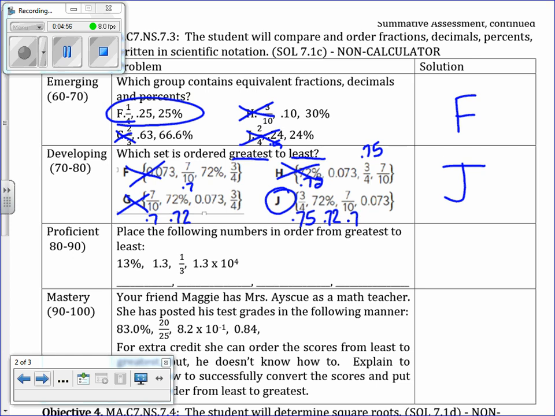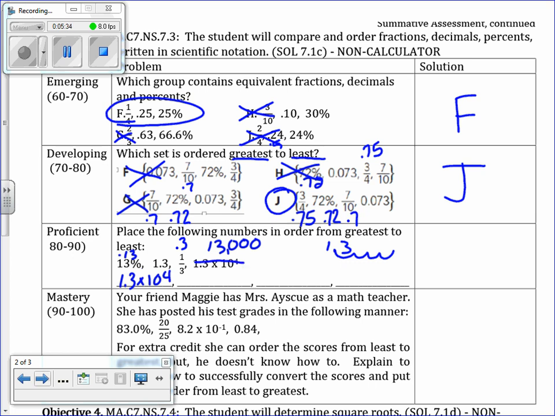So again, I want to go ahead and, let's see, 13% is 0.13. 1.3 is already in decimal form. 1/3 is 0.3 repeating. And 1.3 times 10 to the fourth, that's going to be, let's see, 1.3, 1, 2, 3, 4. So it's going to be 13,000. Well, I already know that's greatest. So 1.3 times 10 to the fourth is greatest. I'm going to cross him out because I'm done with him.